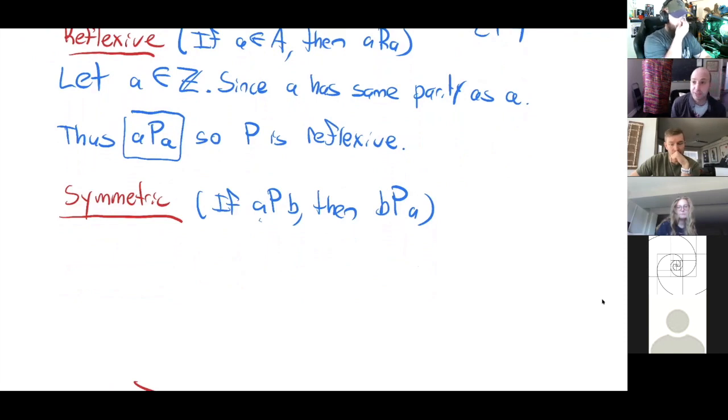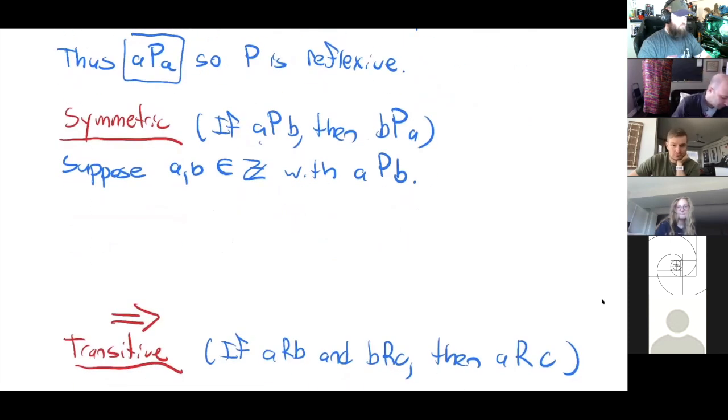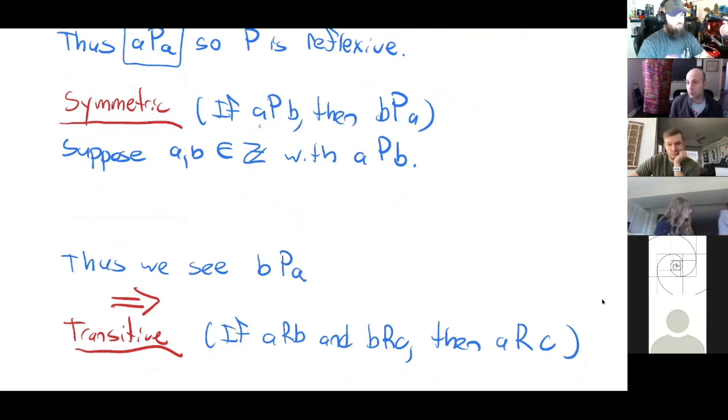So when we're proving symmetric, the technique here would be, well, let's suppose that a and b are integers. We need to define what these things are. And we're going to suppose that a is related to b. And again, the goal here would be to prove that it follows when we flip the ordering around.